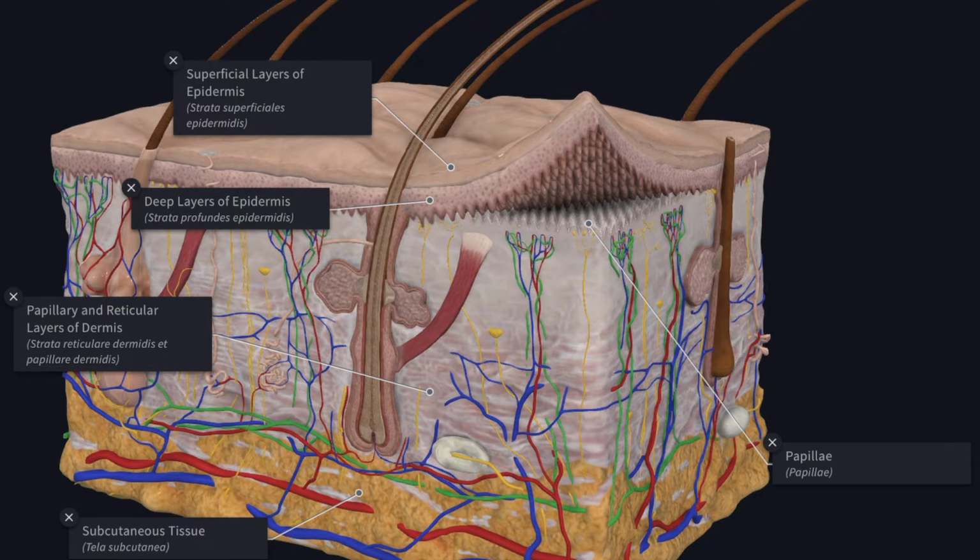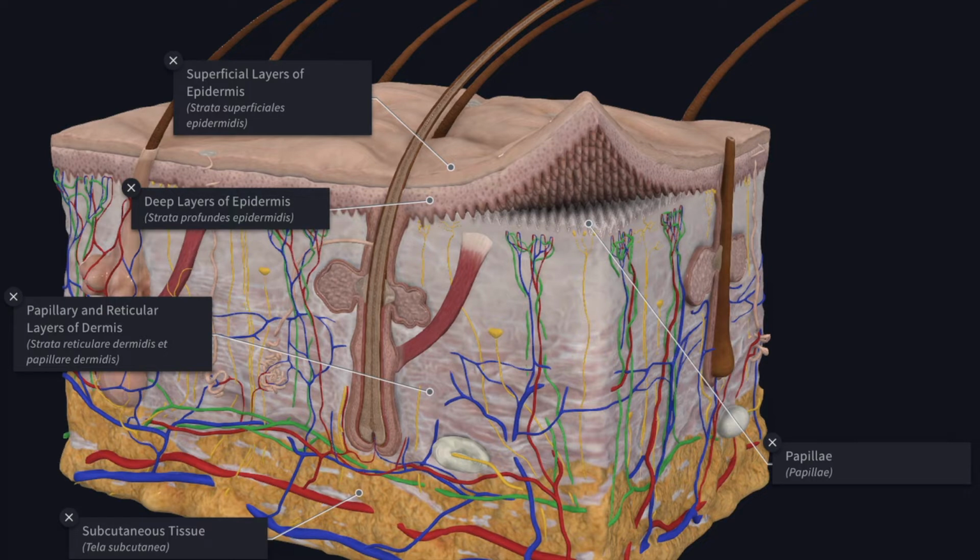One is thin or hairy skin. In this type, the epidermis is very thin and it contains hair and it is found in all parts of the body except the palm and the sole.